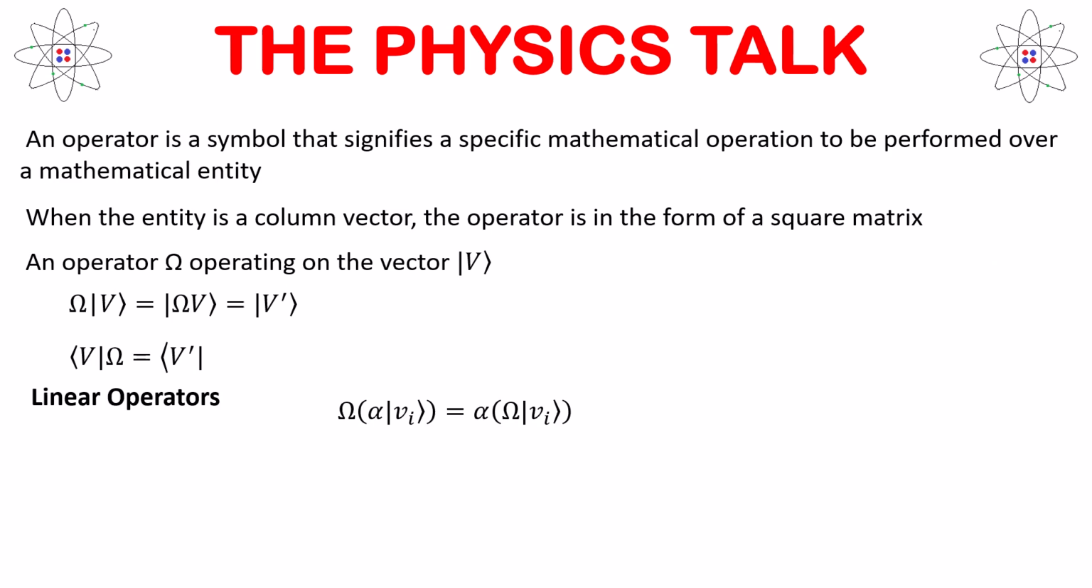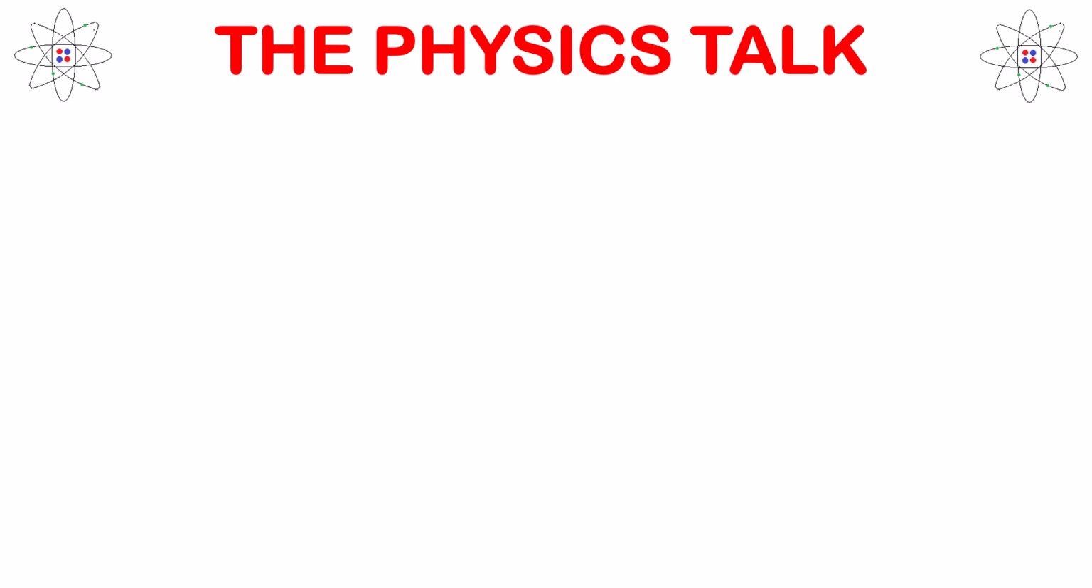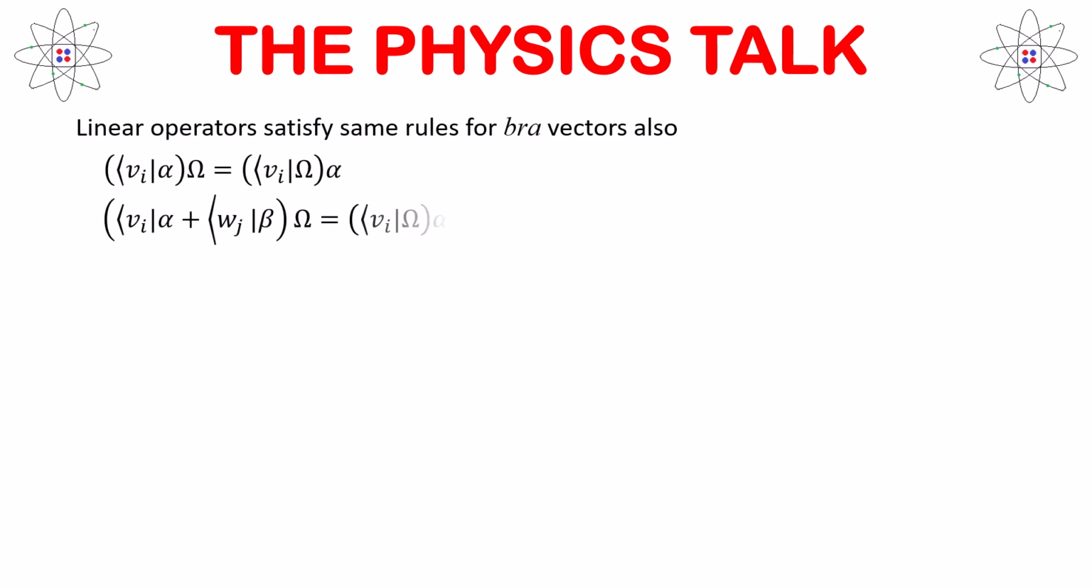This condition is written in this mathematical expression. An operator must obey these rules to be called a linear operator. Linear operators follow the same rules for bra vectors also. This was all about linear operators.